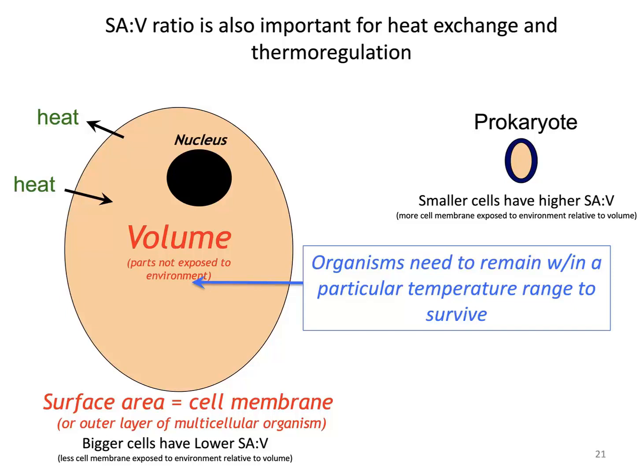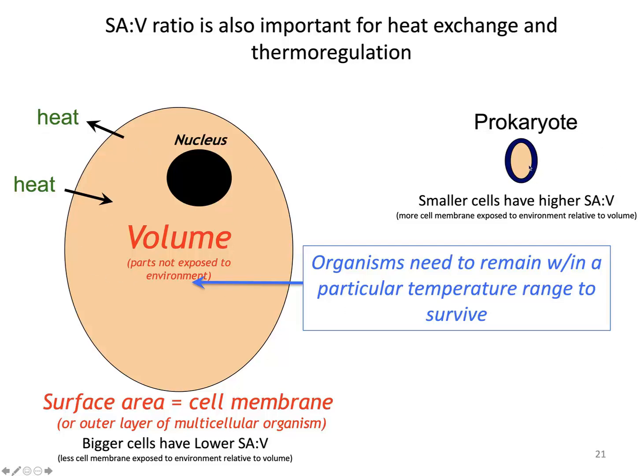And this is important not only for the movement of nutrients and waste into and out of a cell or into and out of an organism, it's also really important for heat exchange and thermoregulation. So it's very important for organisms to keep at the right temperature. And so it's harder for heat to move into and out of, or it moves at a slower rate into and out of a larger cell than it does a smaller cell.